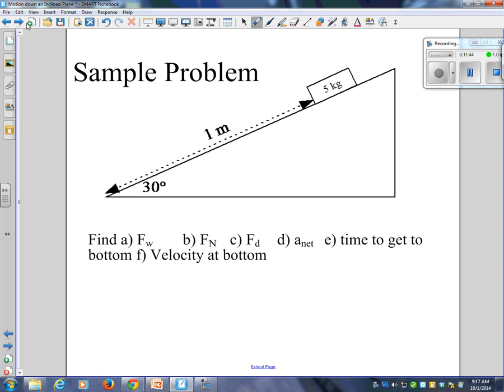Let's do a sample one, shall we? I'll give you a moment to jot it down. All right, so I have here a 30-degree angle, a 1 meter long ramp for all intents and purposes, and a 5 kilogram object. Then we're going to be asked to find various things. As you progress, it gets more challenging and I'm not going to ask you to find those things, you'll just have to notify. But for today, I'm going to ask you to find them, so you can see how to get them.